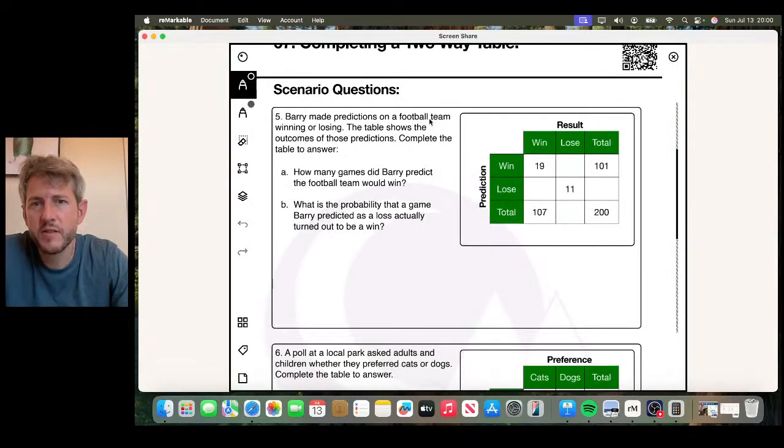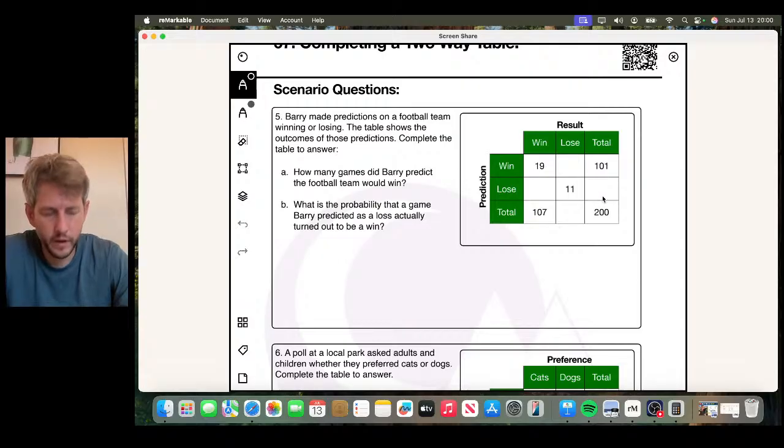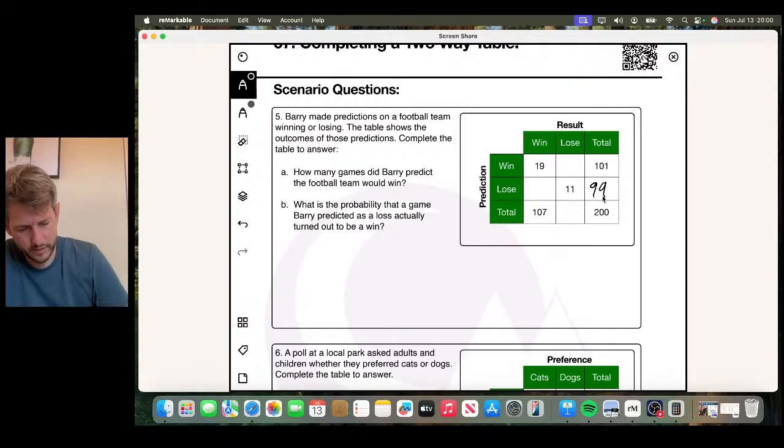Barry made predictions on a football team winning or losing. The table shows the outcomes of those predictions. Complete the table to answer. Okay, so that's going to be 99. That's going to be 93. So that means this is 82, which means this is 88.